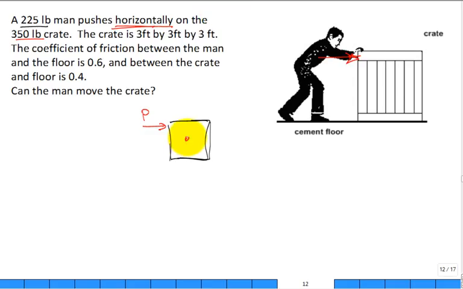And then you're going to have the weight of the crate, WC. And then you're going to have that normal force at the bottom between the floor and the crate, N sub C. And which direction is the friction between the floor and the crate going to act on the bottom of the crate? Isn't it going to be like this, F of C? Why the subscript C? Okay, I don't know. It's between the crate and the floor, C for crate.